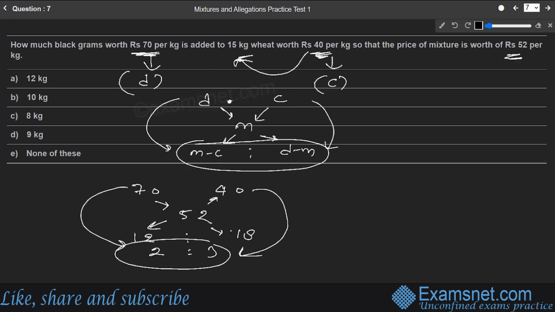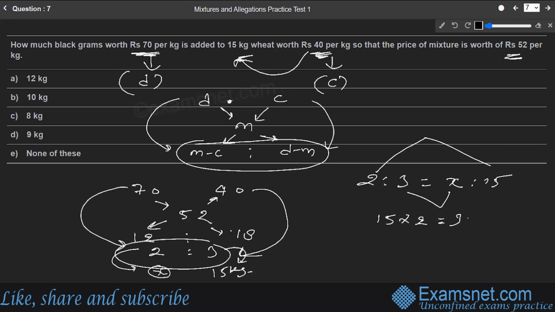The quantity of the 40 rupees per kg one is already given, that is 15 kg. So they are asking, if this 3 part is 15 kg, what is the 2 part? We can write 2 is to 3 is what is to 15. We can use that ratio and proportion concept: the product of outer terms is the product of inner terms. So it's going to be 15 into 2 is equal to 3x, which gives us x value as 10 kg. So how much should we mix? We should mix 10 kg of it, and if we mix 10 kg into it, then the mixture will have the mean price of rupees 52 per kg. Answer is 10 kg, B.